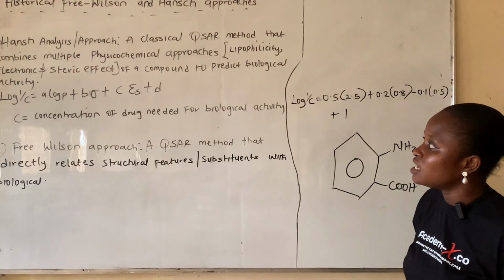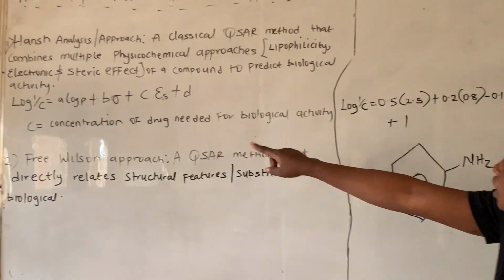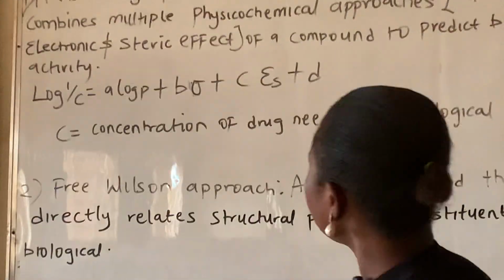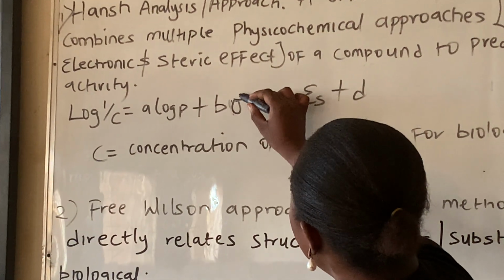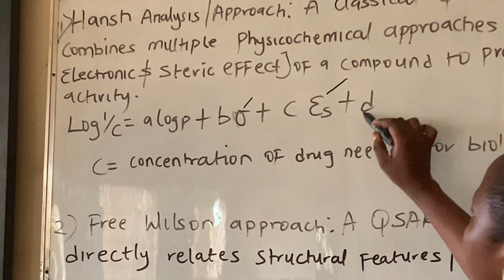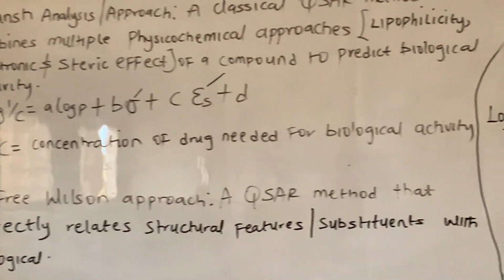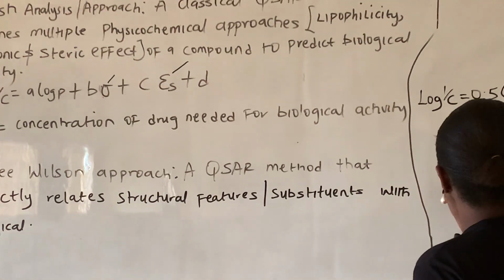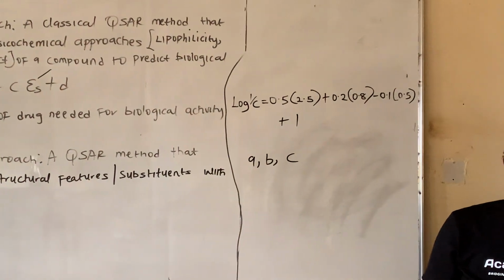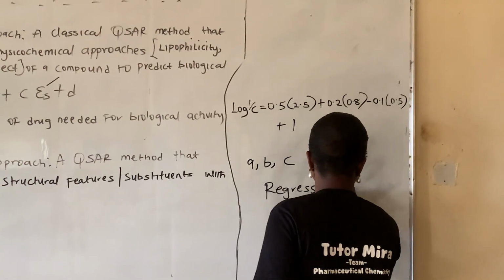So in Hansch analysis or approach, you have a formula, and it's log 1 over C equals A log P plus B sigma plus C Es plus D. The log P here is partition coefficient, and this is the electronic parameter, and Es is the steric effect, and this D is a constant. And you'll be wondering what A, B, and C are. The A, B, and C are regression coefficients. They are regression coefficients.